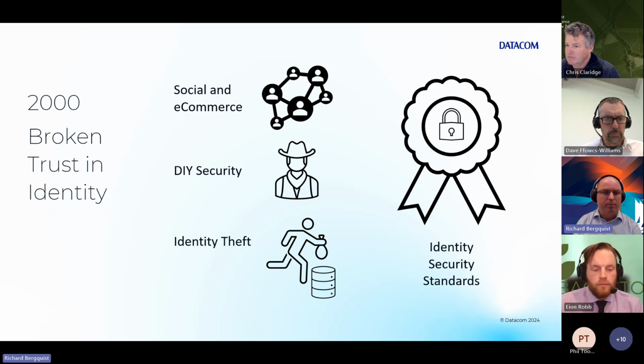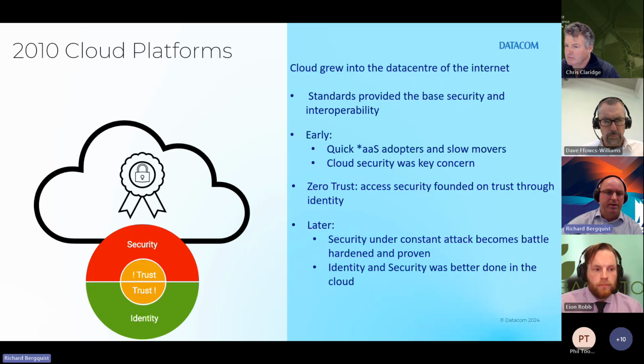Fast forward another decade, into 2010. What we saw is the standards actually provided a foundation, almost a platform, to build the cloud. Basically you could commoditize compute into the cloud using the standards that were built in the decade before. You could use those standards to actually install a data center for the internet.